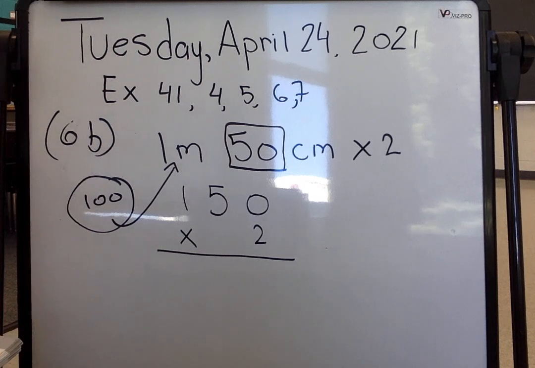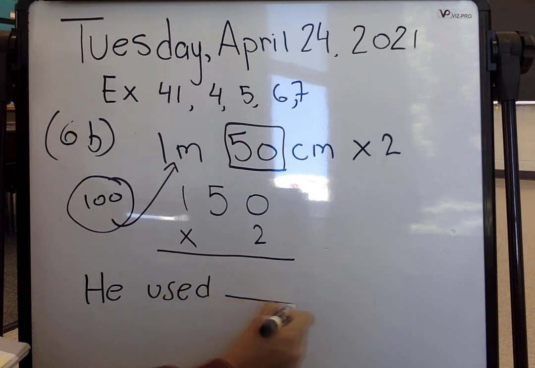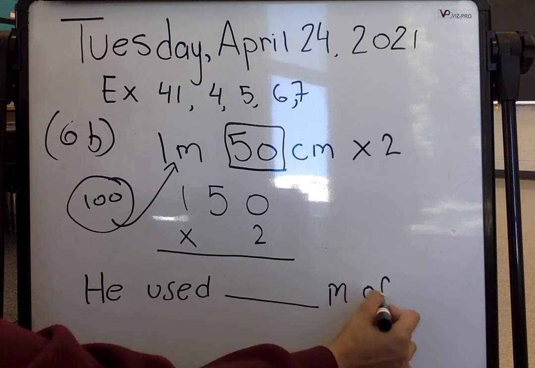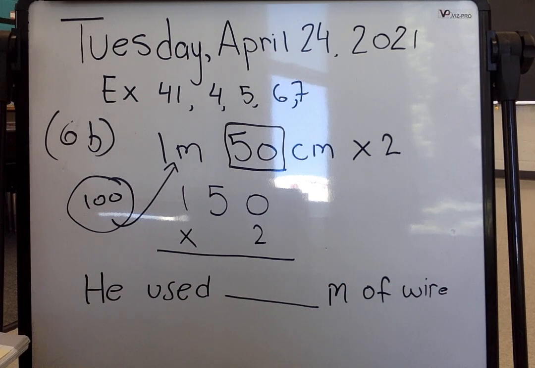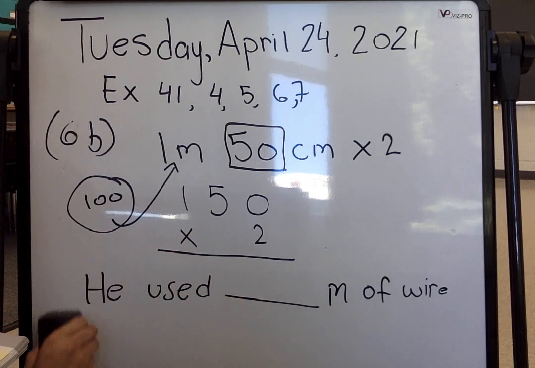And again, your sentence will be, he used blank meter of wire. Once you're done this, you can go ahead and check your answer only when you're done multiplying.